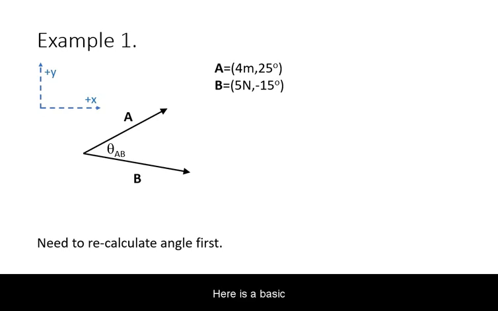Here is a basic demonstration. Suppose you have two vector quantities A and B as given here. First, we need to recalculate for the angle between them. The angle in this case is 40 degrees.